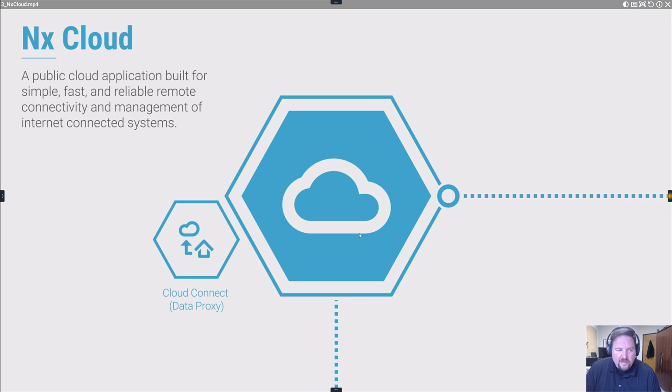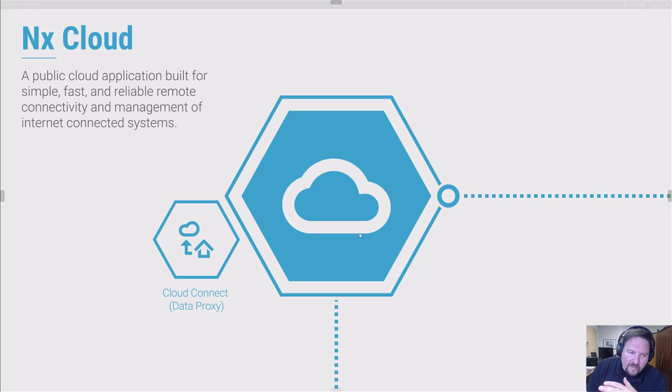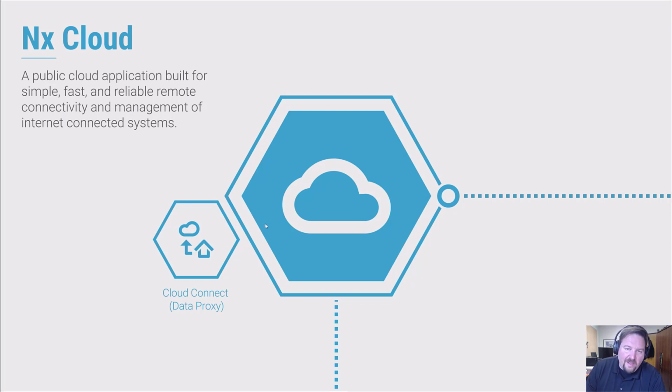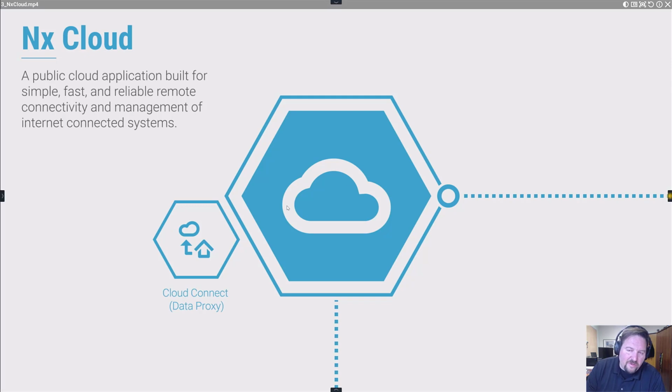So it's a public cloud application that's really built for simple, fast, and reliable remote connectivity to your systems, and also management of who has access to those systems right now. At the core of this is what we call our Cloud Connect feature, which is a way to proxy connections via the cloud in the instance that you're not able to connect to them directly.